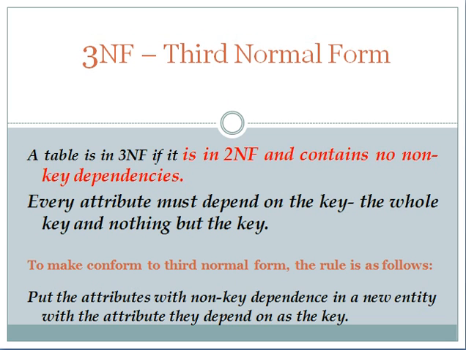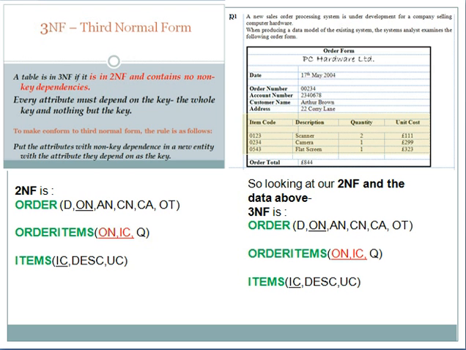If you see anything that depends on anything else, that could cause data duplication. It could cause inconsistencies. Therefore, we need to take it out and put it into a separate entity or table. So how do we do this? We do this by placing the attributes with the non-key dependents into a new entity with the attributes they depend on as the key. If we look at this example here, this is my second normal form.